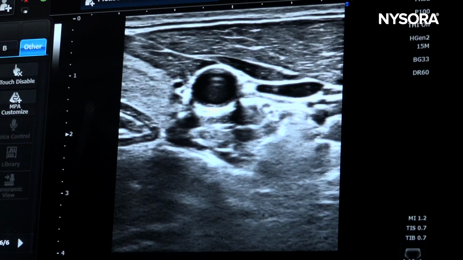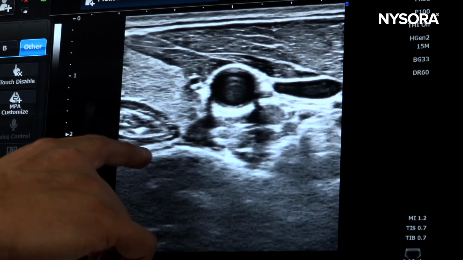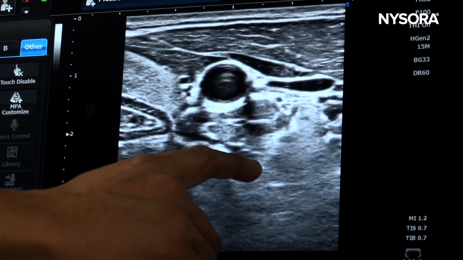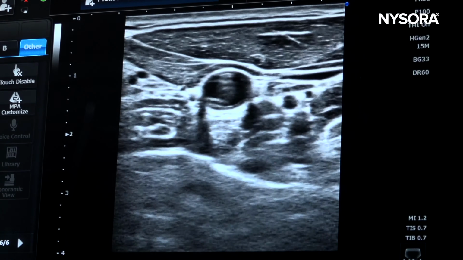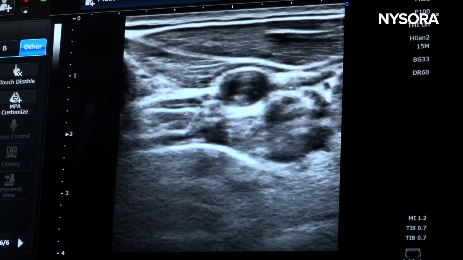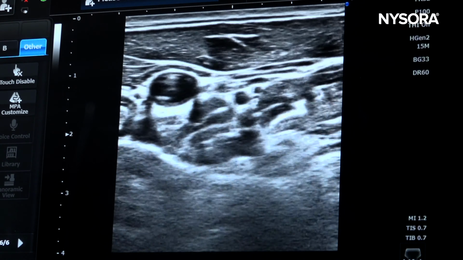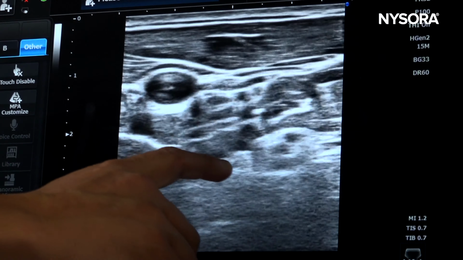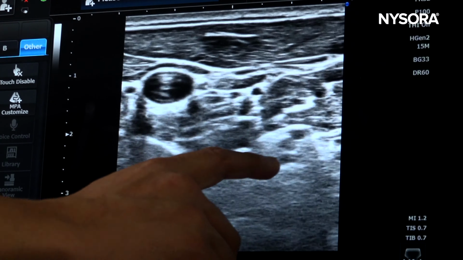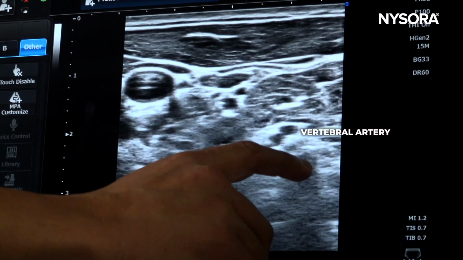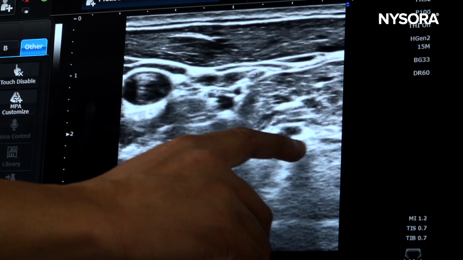Once you see a bony landmark at the bottom of the screen, then you know you might be looking at C7 or C6. Now, how will you differentiate between C7 and C6? At the level of C7, there is a posterior tubercle. So you can nicely see here the vertebral artery, and he has a very rudimentary posterior tubercle.